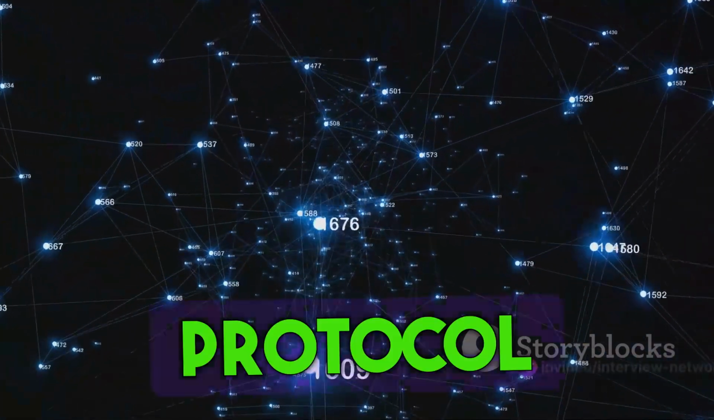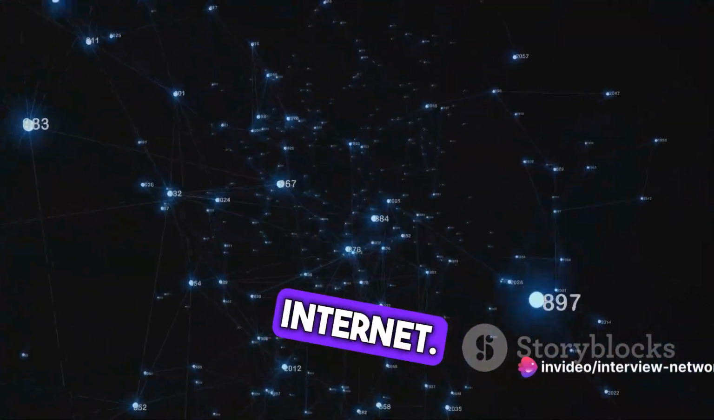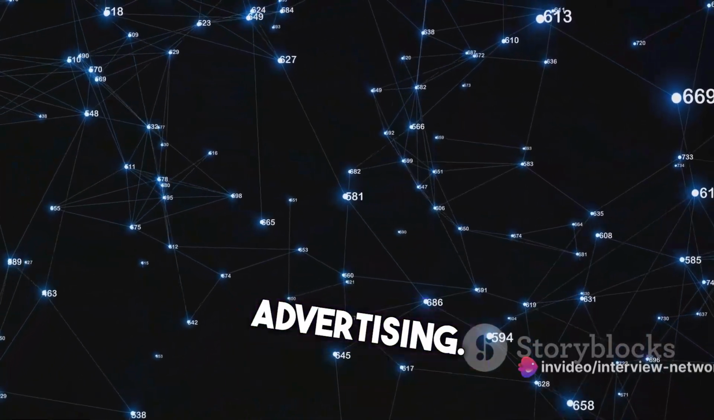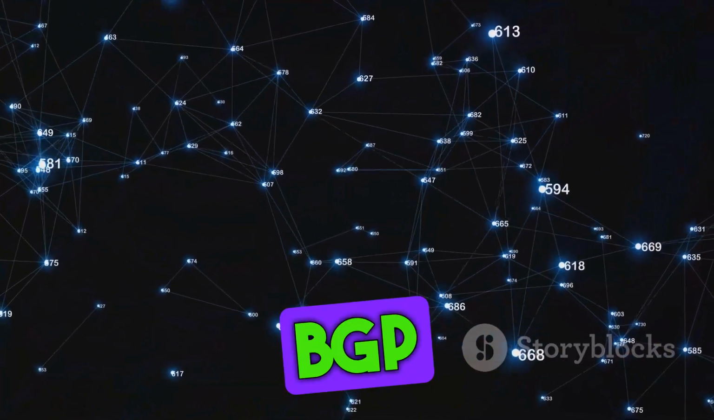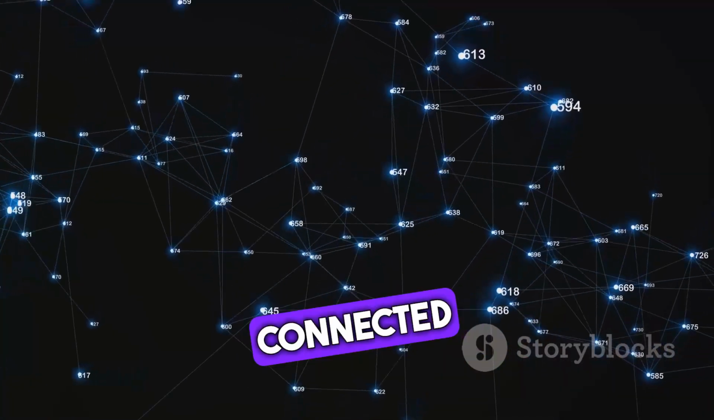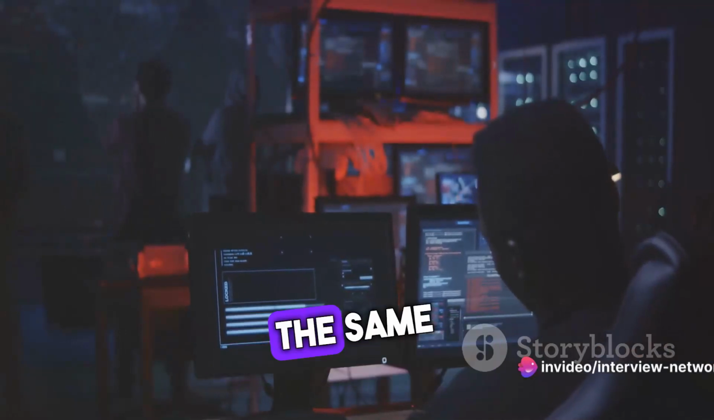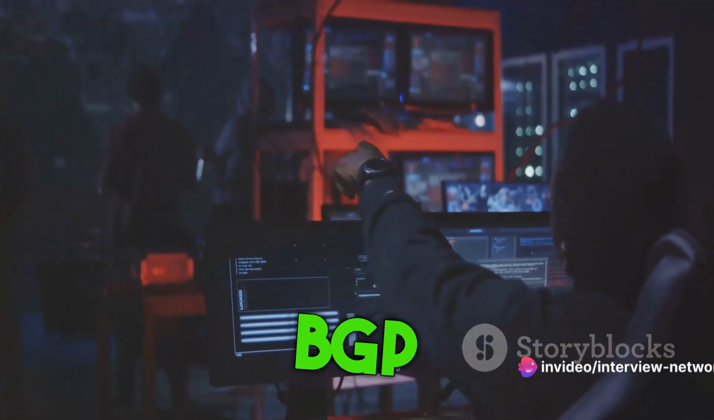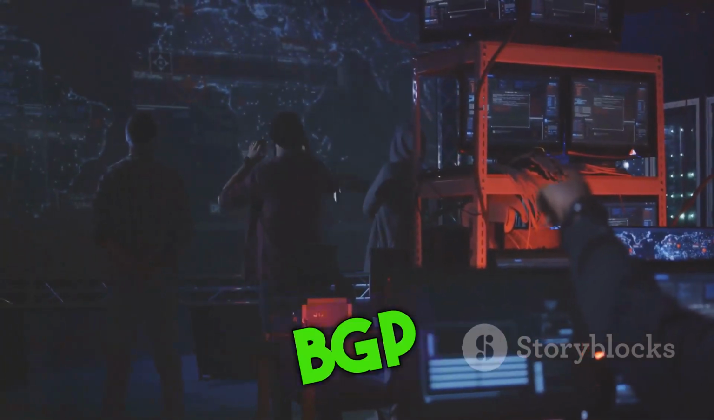The Border Gateway Protocol, or BGP, is a protocol that manages how packets are routed across the internet. It does this through a system of route advertising. So how does it work? First, a router configured with BGP will advertise its directly connected networks to its BGP peers. These peers could be other routers within the same autonomous system, known as internal BGP peers, or routers in different autonomous systems, called external BGP peers.